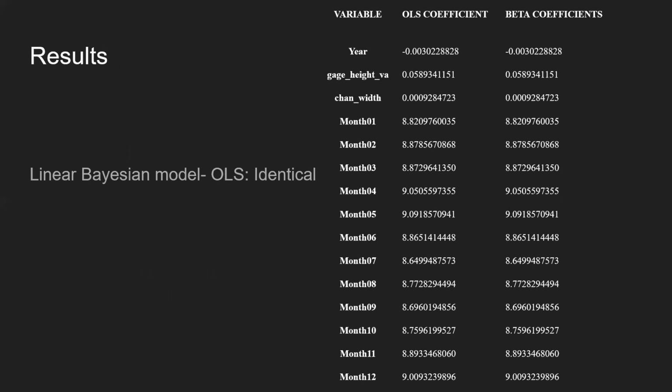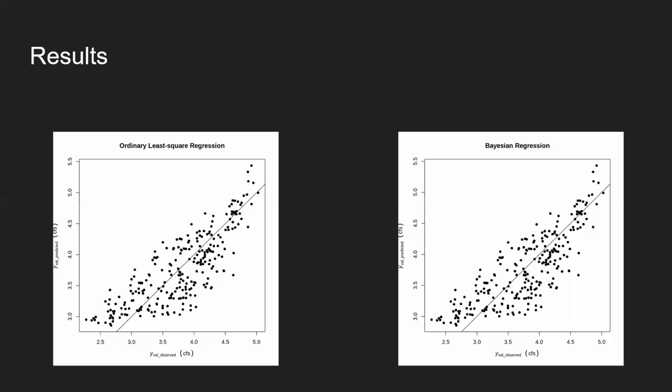So a little bit about our results. What did we find? By comparing the coefficients, the beta or the ordinary least squares coefficient, between our two linear models, we find that they're essentially identical, showing that the Bayesian model and the frequentist approach have created essentially the same fit.